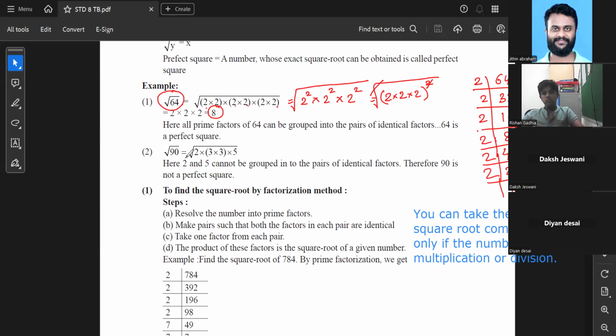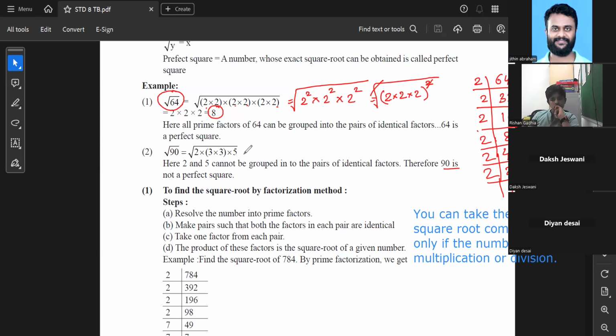Another number we have over here is 90. If you try to find the square root of 90, again the same method using factorization, you can find the factors. So when you find the multiplication factors, you get 2 multiplied by 3 multiplied by 3 multiplied by 5. Here you have a pair 3 into 3, but you don't have a pair for 2, you don't have a pair for 5, which means 2 and 5 cannot be grouped into pairs, and hence I can say 90 is not a perfect square.